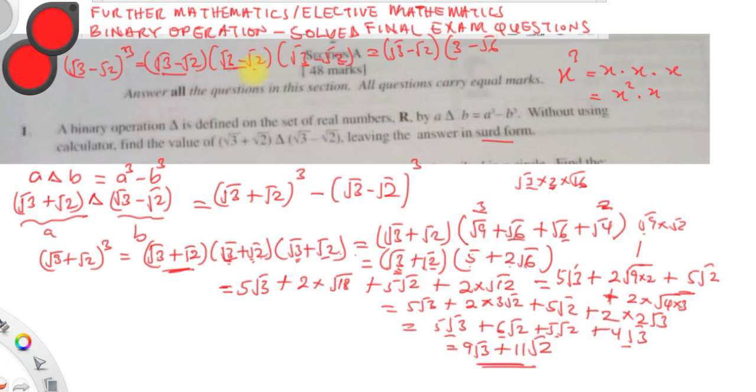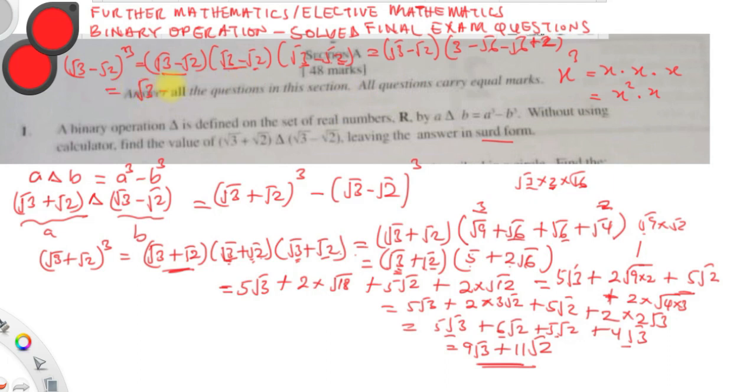Then we have the second term. Negative square root of 2 times positive square root of 3, you get negative square root of 6. Put the answer down. And then you have negative square root of 2 times negative square root of 2, you get positive square root of 4, which is 2. Have you seen? This is what you get.